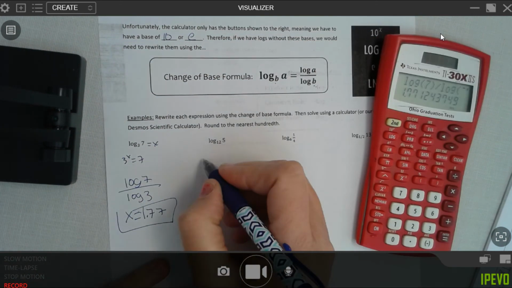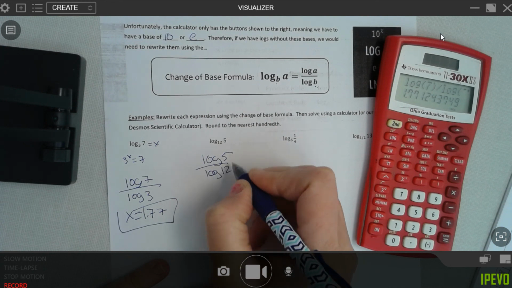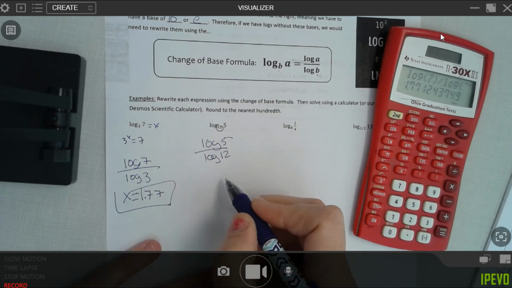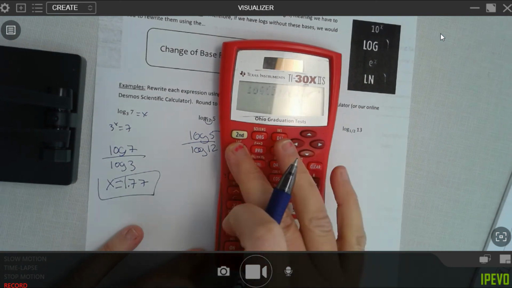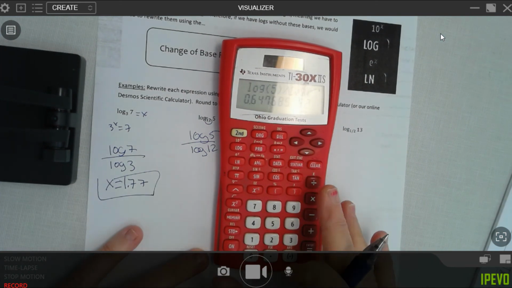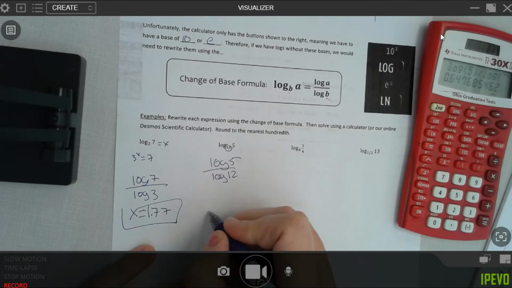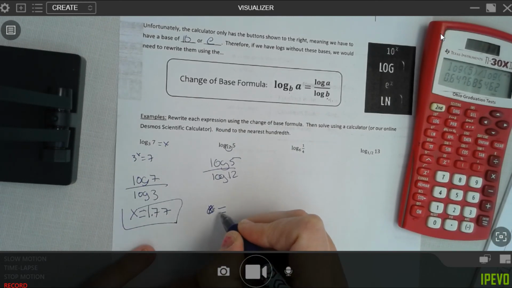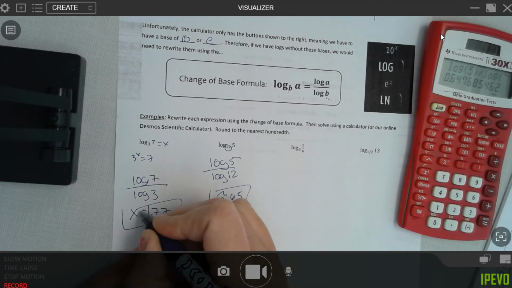So this one right here will give me log of 5 divided by log 12. Remember, the number that's closer to the bottom goes on bottom. So log 5. So that's 0.65. Really, it's approximately. It's not equal to these numbers. I should use approximations.